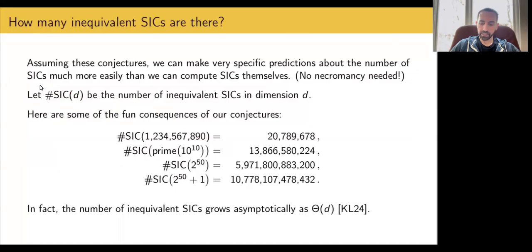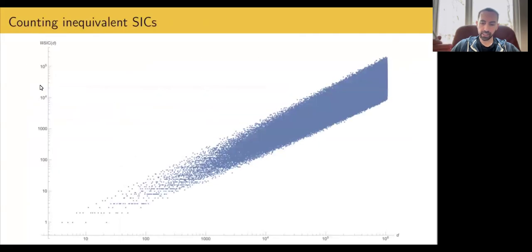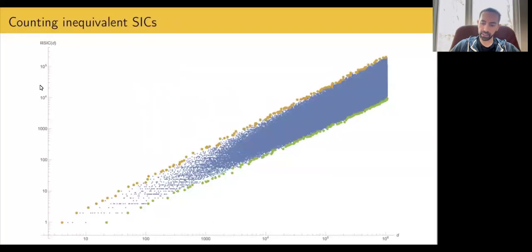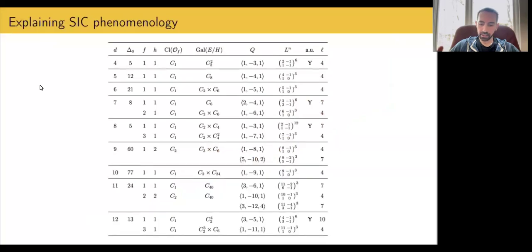I'll skip this slide. We can do things using this algebra without having to do this complicated necromancy procedure. We can say lots of things, like how many SICs there are, and you can plot this. And it turns out that the number of these things is growing asymptotically like D. That's provable. This is a slide similar to one I showed earlier. We can compute a whole bunch of algebraic properties of these things in advance without even constructing the fiducial vectors. And then if you go and generate one of these fiducial vectors, you can verify these predictions. So it's pretty cool.